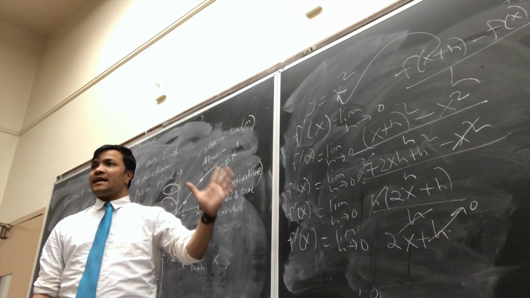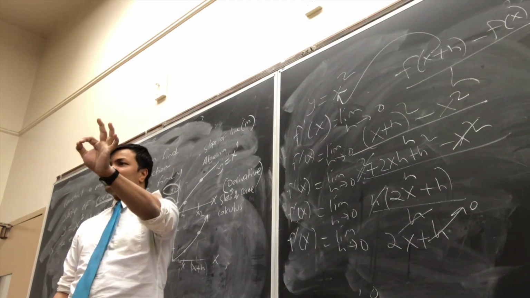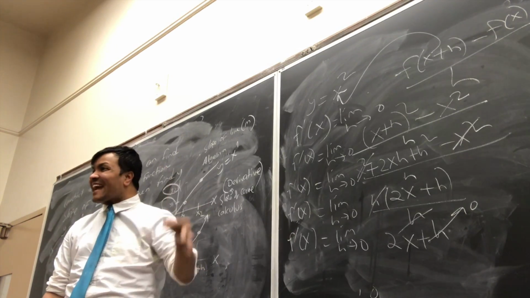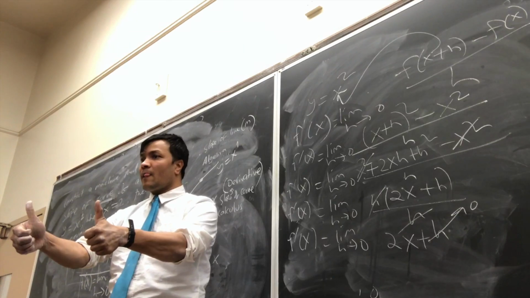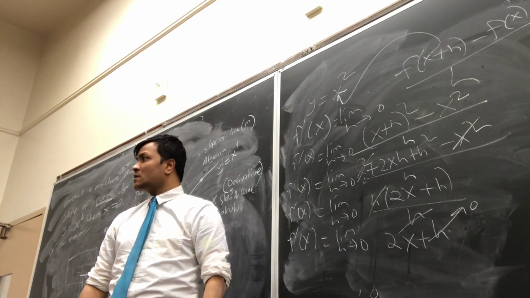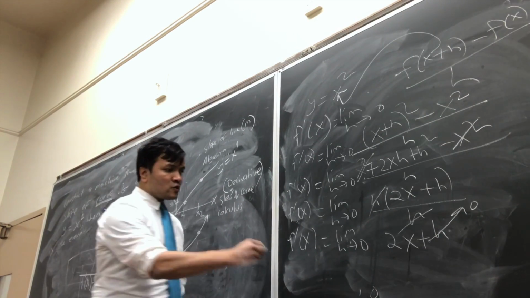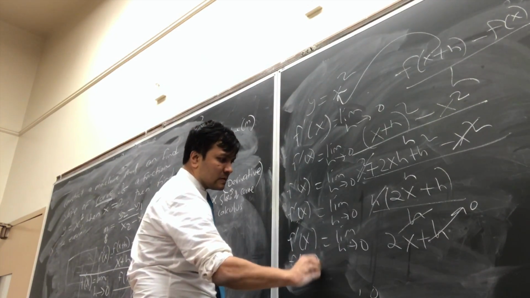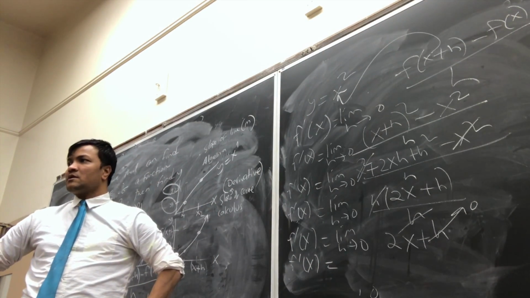So the main challenge is you have to algebraically isolate h and cancel the h on the bottom. Once you cancel the h on the bottom, you're good. And the h on the top always approaches what? 0. So what is f prime of x? Tell me now. It's 2x.